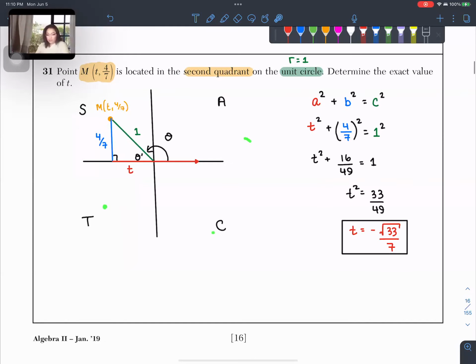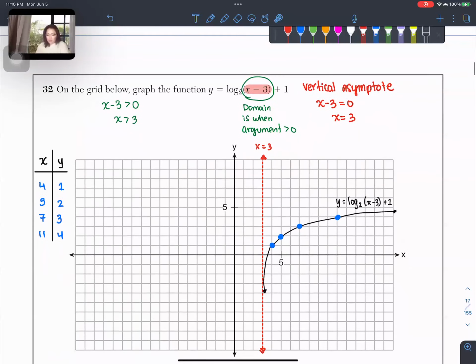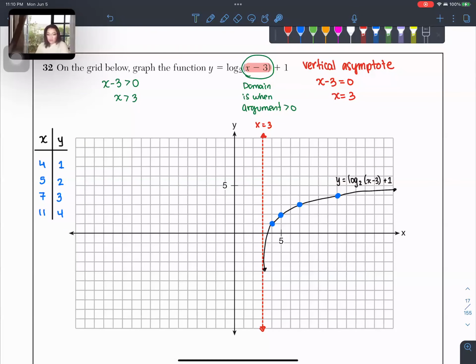All students take calculus. All right, this is pretty much straightforward. Vertical asymptote: set the argument equal to 0, so you have a vertical asymptote at 3. The argument being greater than 0 is the domain of the logarithmic function. So since you know that it has to be greater than 3, you do 4, 5, 7.